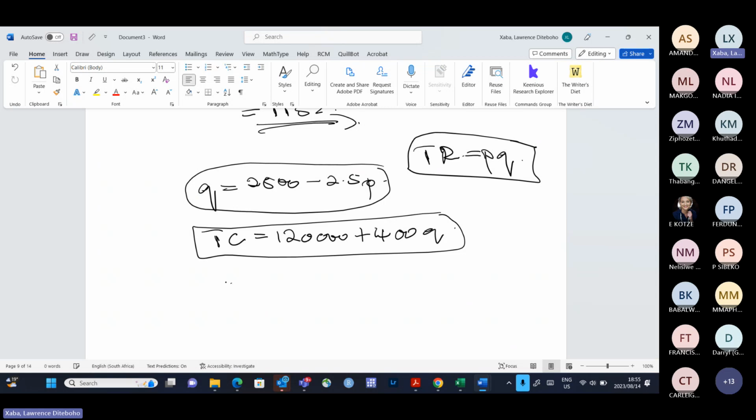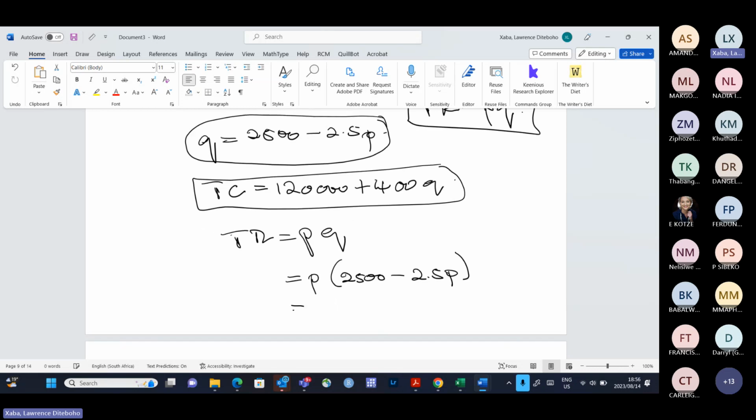So in this case, TR equals P times Q, and we are given a demand function of Q equals 2,500 minus 2.5p. We do what we have done previously. We are given Q, so open brackets. Where is Q now? We put 2,500 minus 2.5p, close brackets. Then we simplify it.